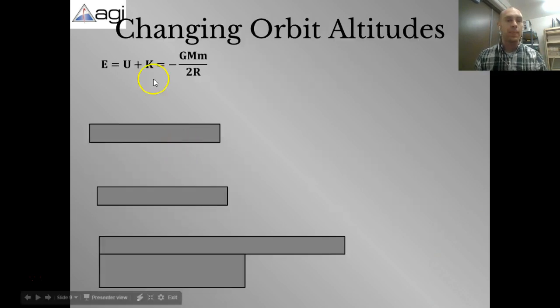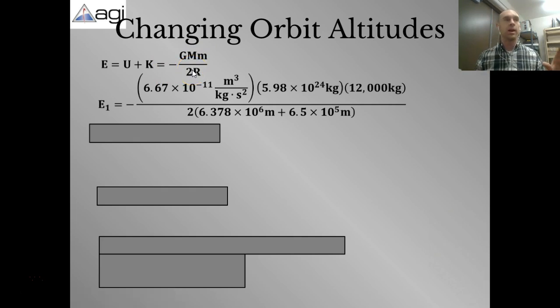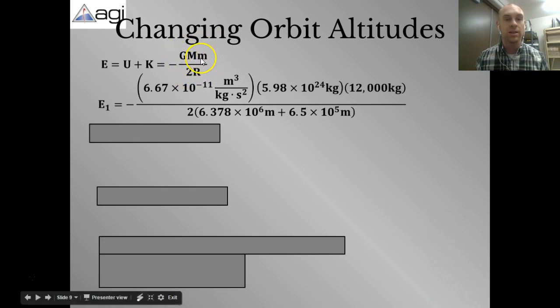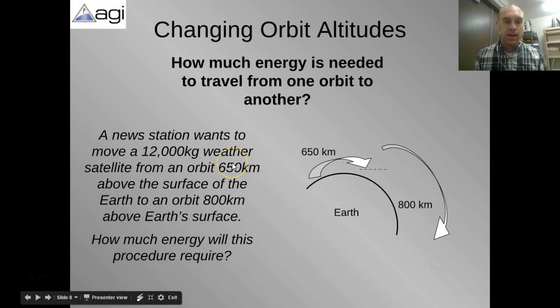So if we're going to figure this out, we have to figure out the total energy of it to begin with. To figure out that total energy, that's minus GMm over 2r. So we don't even have to worry about the velocity anymore, because we solved that total energy is now this equation. Velocity is embedded into this, and along with potential energy and kinetic energy, it's everything, it's total. So this one is our constant. We have the mass of the Earth, the mass of the satellite, and then we have the r, which is the radius of the Earth plus the height, which is 650 kilometers, or 6.5 times 10 to the 5th meters. That's this value right here.